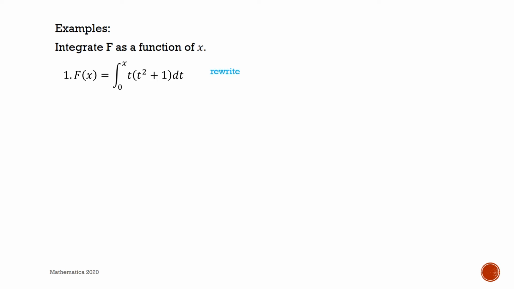Well, what I'm going to do is rewrite this, and I'm simply going to distribute the t to end up with t cubed plus t dt. Now, according to what I taught you previously, you should just look at this answer and say, well, it's just replacing t with x, and there we go. So the antiderivative of t cubed plus t dt is simply x cubed plus x.